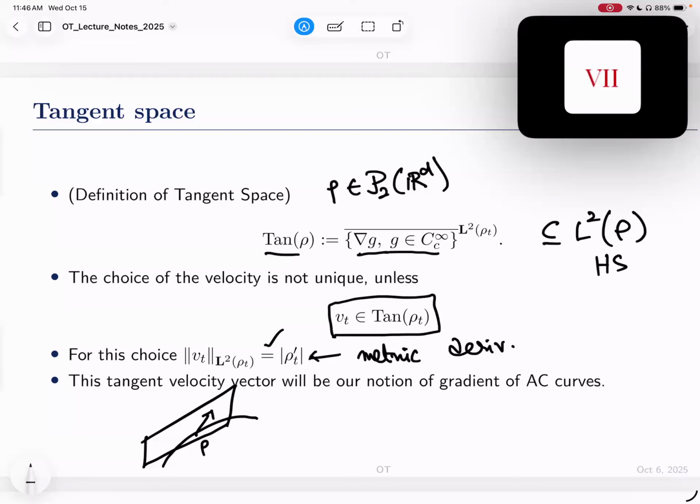Everything is infinite dimensional. So the manifold is a space of probability measures. The tangent space is a subspace of the vector valued L2 functions. And the metric tensor on this tangent space is given by the L2 norm. Okay, this is a theme that we will do over and over again as we move on with this course. Do you want me to repeat something here? All right. Okay, good.